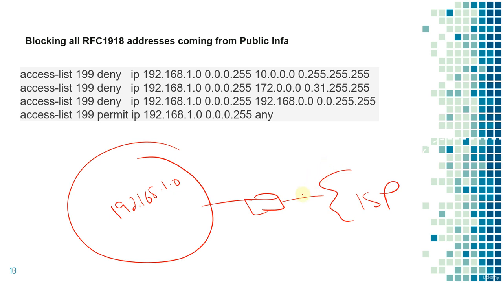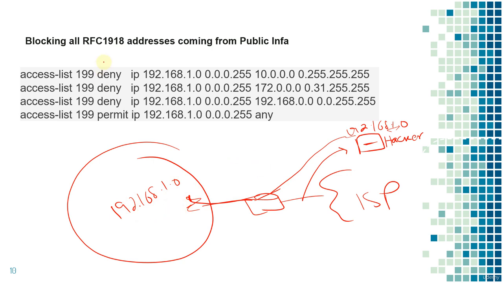So the chances are somebody is sitting here with the same IP addressing, the 192.168.1.0 network. This is a hacker, because this also belongs to the same network. He or she can enter into this network and pretty much expose this network. This is what we do not want.